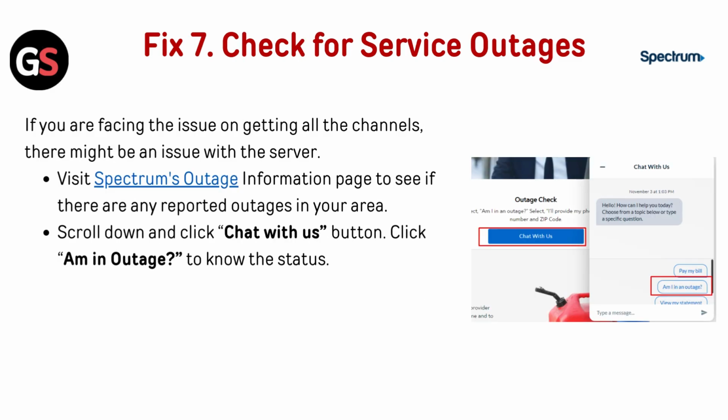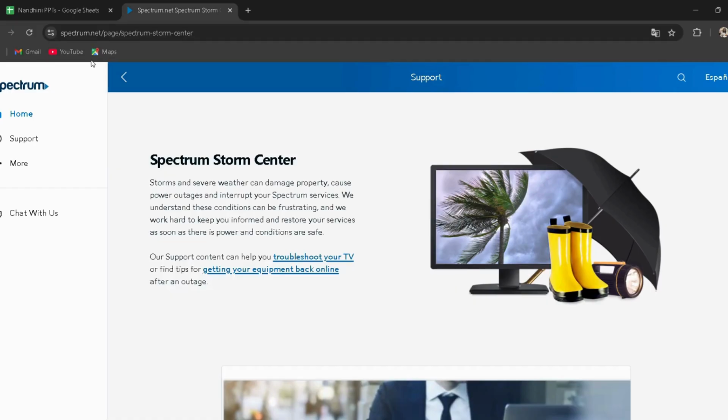Fix 7. Check for service outages. If you are facing the issue of not getting all the channels, there might be an issue with the server. Visit Spectrum's outage information page to see if there are any reported outages in your area.